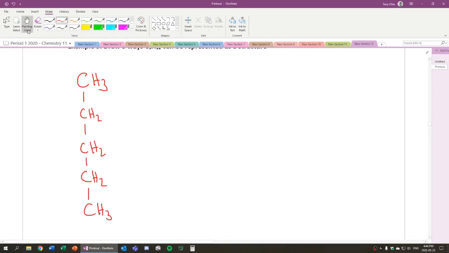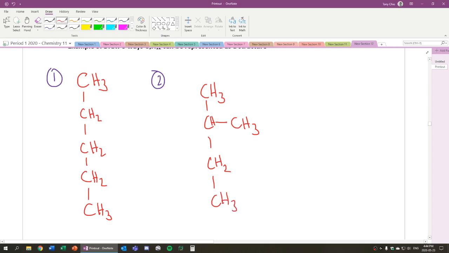What happens if we take this carbon and let's take it off the end and, for example, attach it to here? If we do that, so this is our first one, the second one we're going to get looks like this. You're going to have CH3, CH, CH3, CH2, and CH3, with a carbon sticking out there. Okay, is there one more way I could do this?